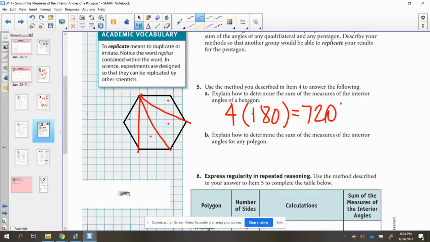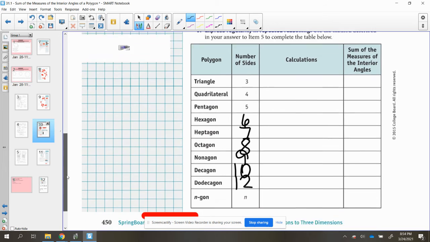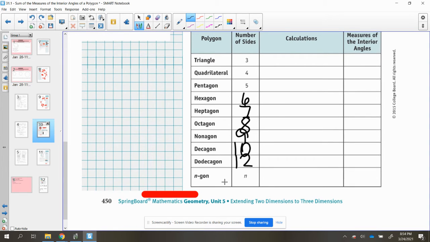The same thing happens with a heptagon. If we moved on to that one, a 7-sided figure, we would see the same thing. We could draw in more and more triangles. So what we're seeing is we continue moving on this pattern. A hexagon is 6 sides, heptagon is 7 sides, octagon is 8, nonagon is 9, decagon 10, dodecagon 12. As we get beyond 12, we usually just start calling them n-gons, so we'll just have n for n sides.